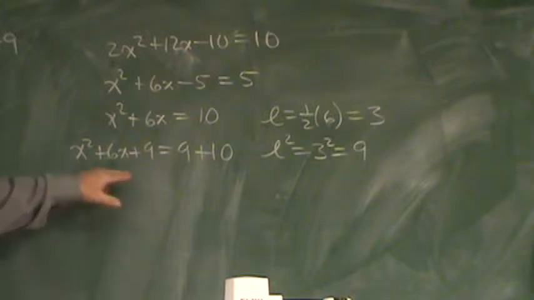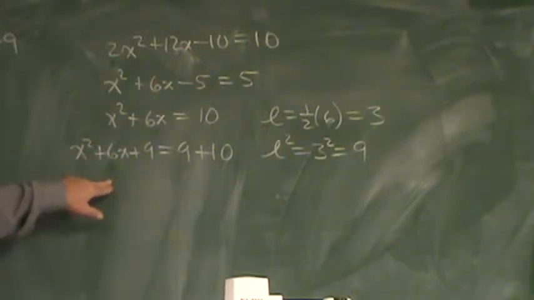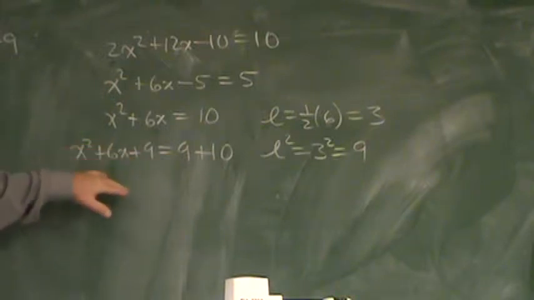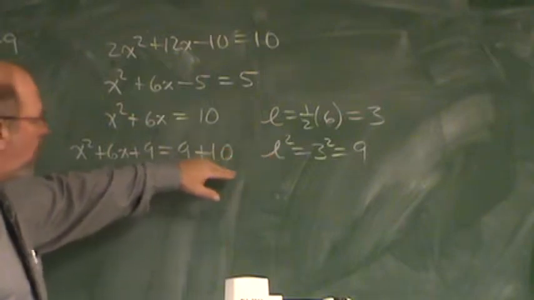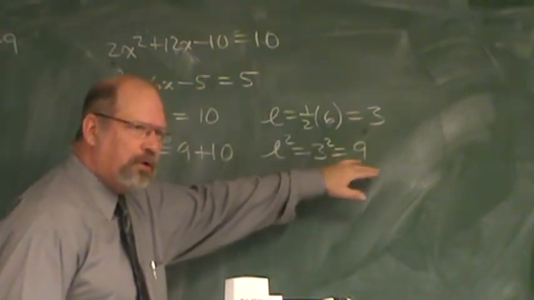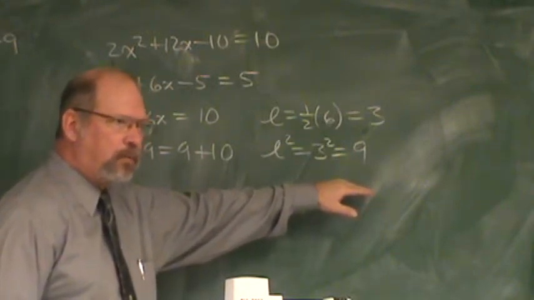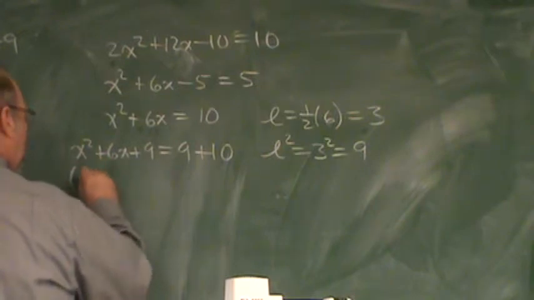Alright? But sometimes you're going to have fractions here. Okay? You're going to have letters here. It's not always easy to recognize. That's why you write down what L is. Now, if this had been negative 6, my L would be a negative 3. L squared would still be positive 9. You with me?